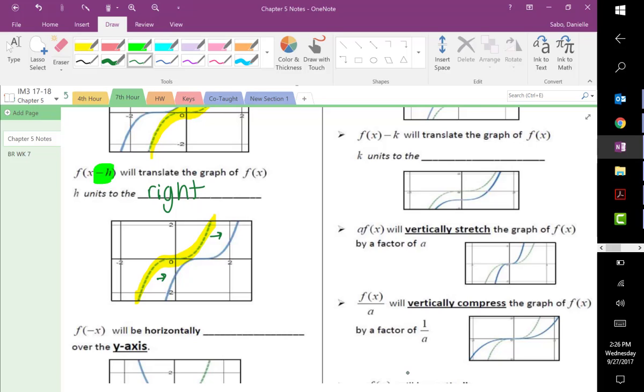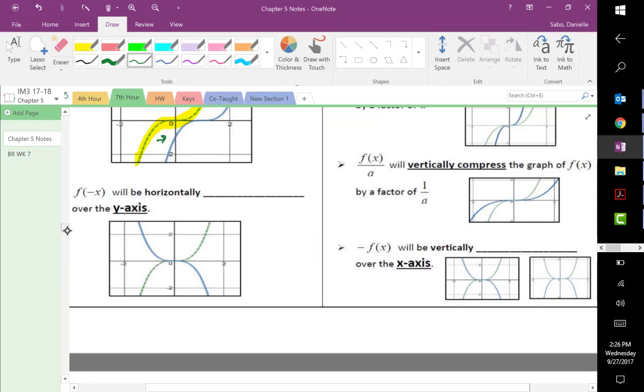Now, here's the only new thing that you're learning today, because this is the only thing that we did not talk about last chapter. When I have a negative inside with the x, we're going to be reflecting like we normally are, but we're going to be reflecting over the y instead of the x-axis. And that's why I told you guys to make sure that you're putting the x-axis when I asked you to do so. Now, here's the original.